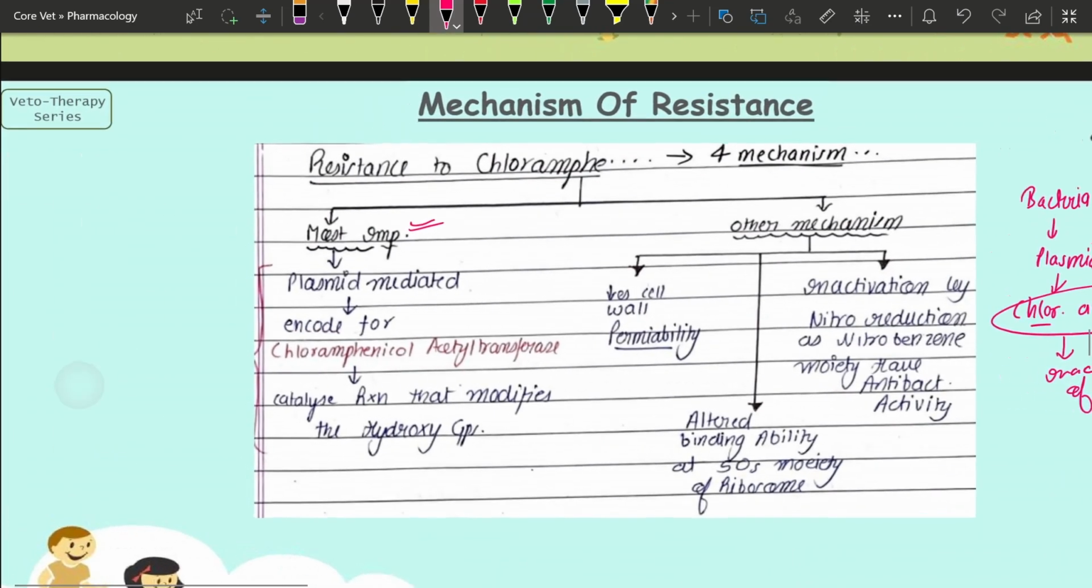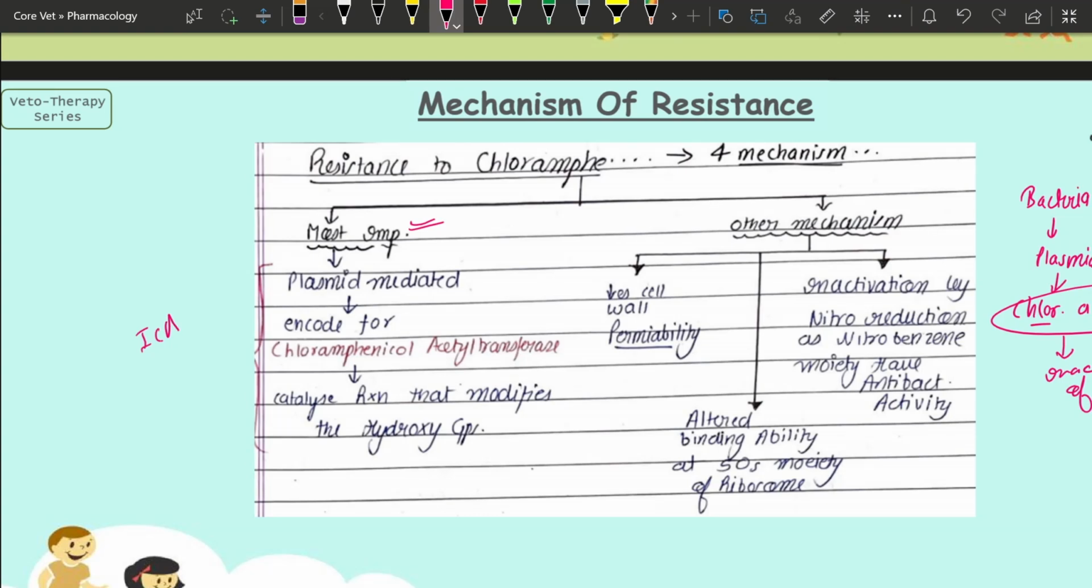Now this particular question has been asked in the ICAR also. You should remember this too, because this question has been there, that which enzyme is responsible for the resistance mechanism against the chloramphenicol. This question has been asked already, right?